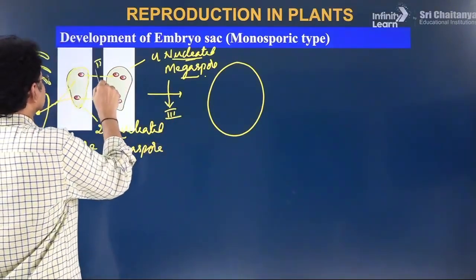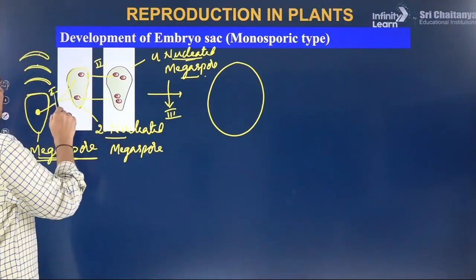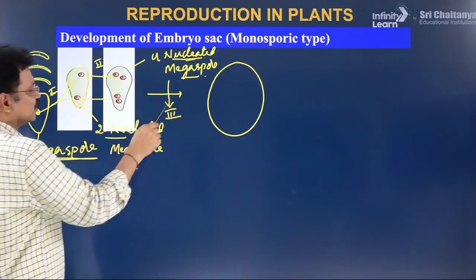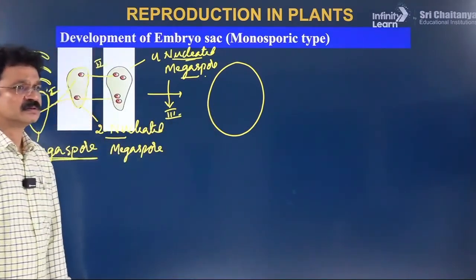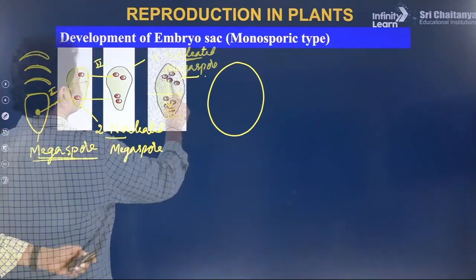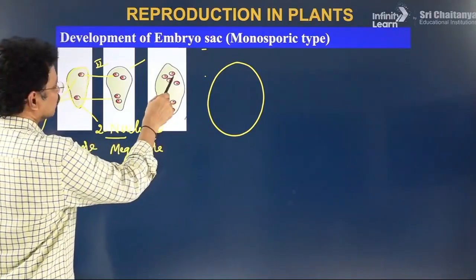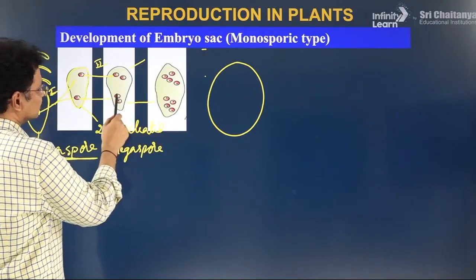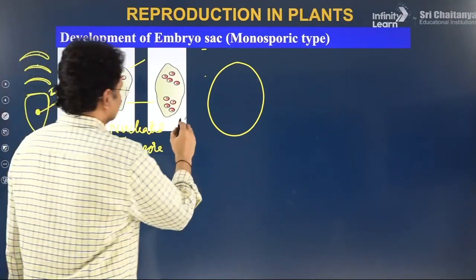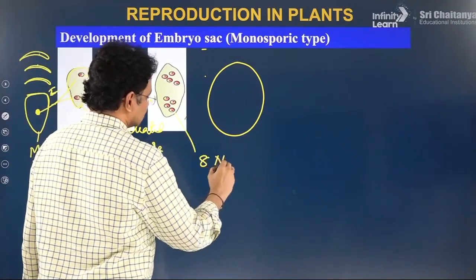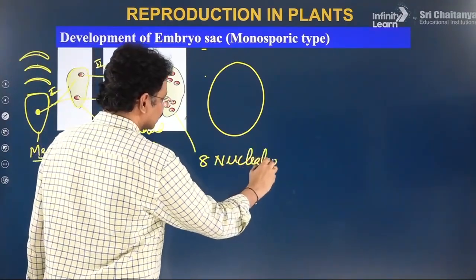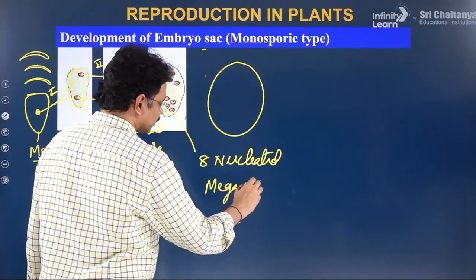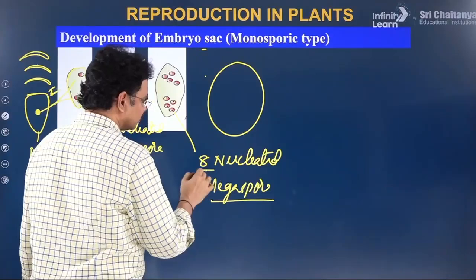This is the second generation, this is the first generation. At the end of the first generation, binucleated. Second generation, tetranucleated. Third generation end: yes, good. 8 nucleated. These are the 8 nuclei. These 4 are daughters of these 2 nuclei, and these 4 are daughter nuclei of these 2, to yield an 8 nucleated megaspore. An 8 nucleated megaspore means a megaspore with 8 nuclei.